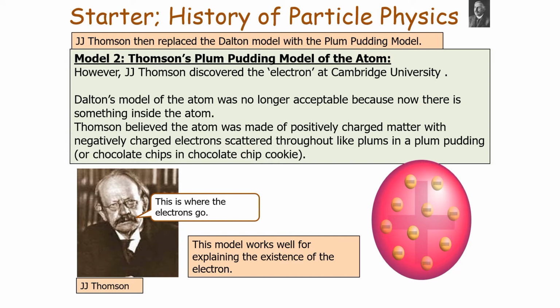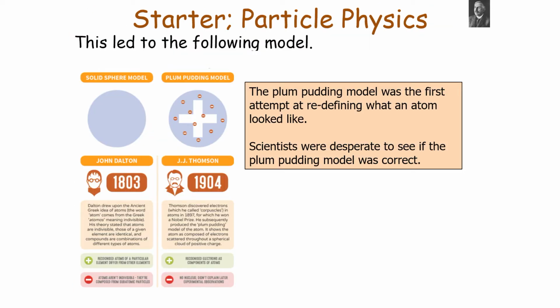J.J. Thomson believed that the atom was made of positively charged matter with negatively charged electrons scattered throughout, a bit like plums in a plum pudding or chocolate chips in a chocolate chip cookie. We call this the plum pudding model of the atom, and this model works well for explaining the existence of the electron. The plum pudding model was the first attempt at redefining what the atom looked like. Scientists were desperate to see if this model was correct.